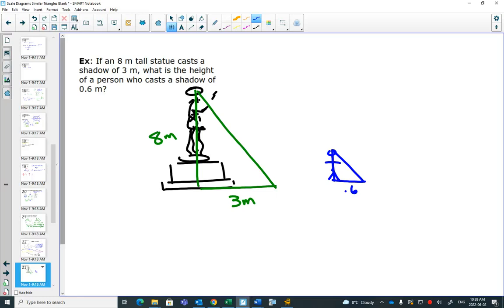These are similar triangles because both are standing upright, so both would have 90 degrees right here. The sun's rays, it's not like the sun points on you differently than somebody else. The sun's rays come in parallel, meaning that this angle and this angle are the same, and this angle and this angle would be the same. And if all the angles are the same, it makes a similar triangle.